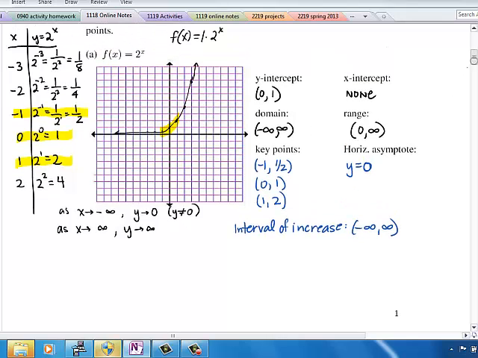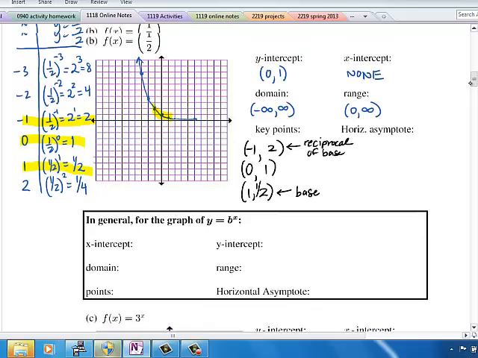In that one, when x was -1, we got a half. That's the reciprocal of the base, which was 2. And when x was 1, we got 2, which was the base. Horizontal asymptote at y equals 0. And this time, we have an interval of decrease from -infinity to infinity. The function's always decreasing instead of always increasing.